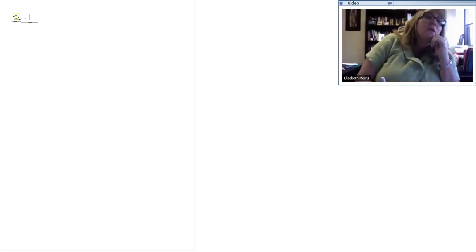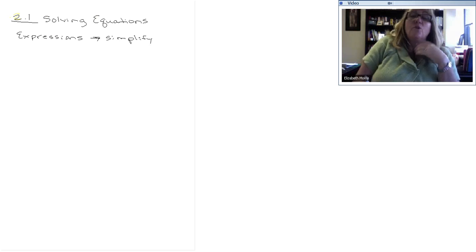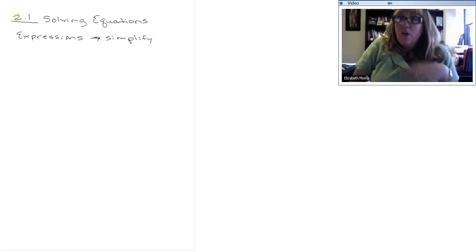All right. 2.1 is about solving equations. Now, up until this section, 2.1, you have been dealing with expressions. And with expressions, you simplify. You combine like terms, you use the distributive property to get rid of parentheses, and you collect all the things that are the same. You combine like terms.